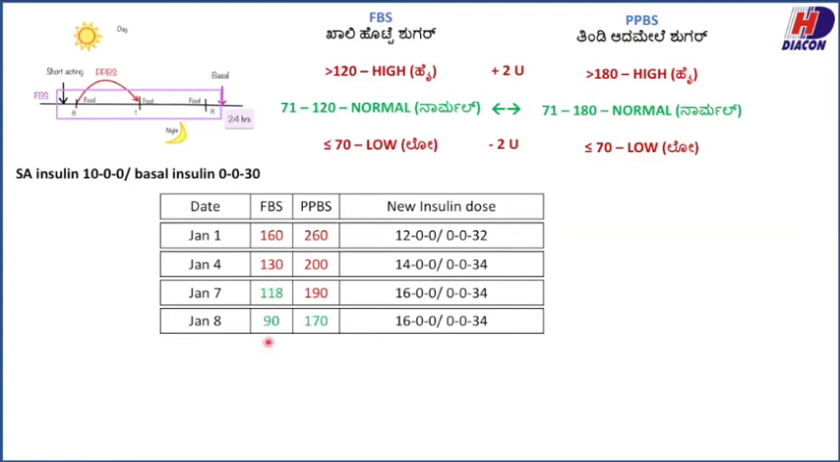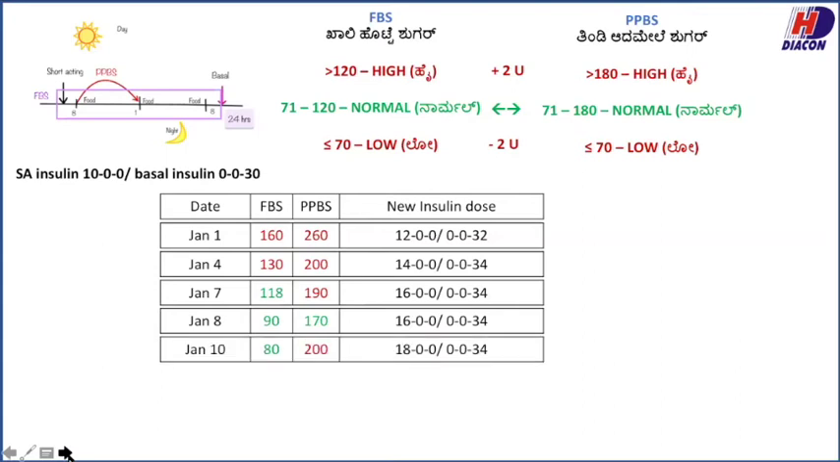We check again, fasting is 90, after breakfast is 170. So both the values are in the target range. So we don't change the insulin dose. We continue 16 with breakfast, and the basal insulin we continue 34 in the night. We check again after 2 days.